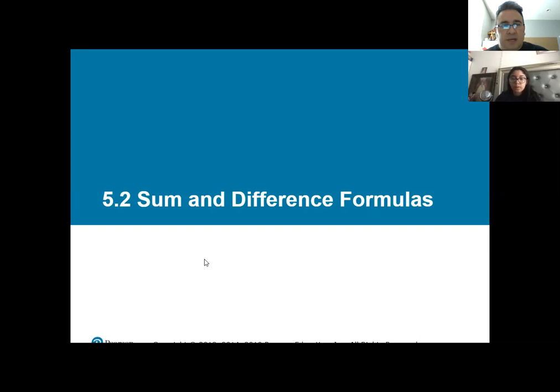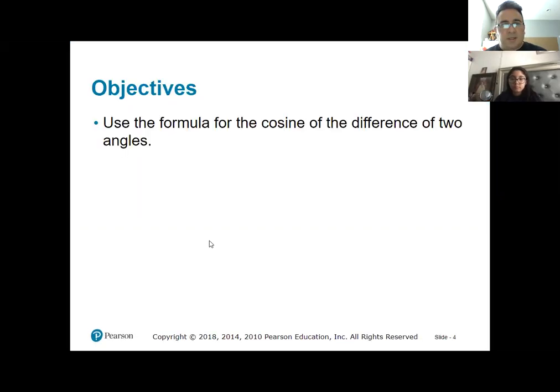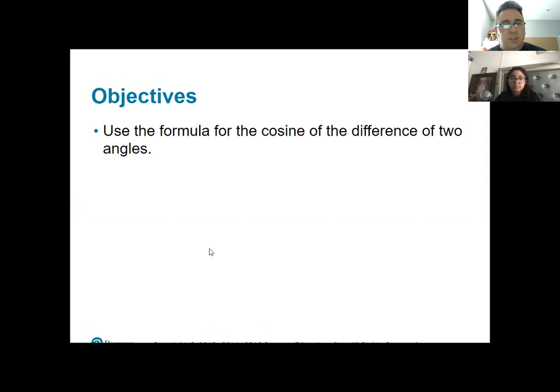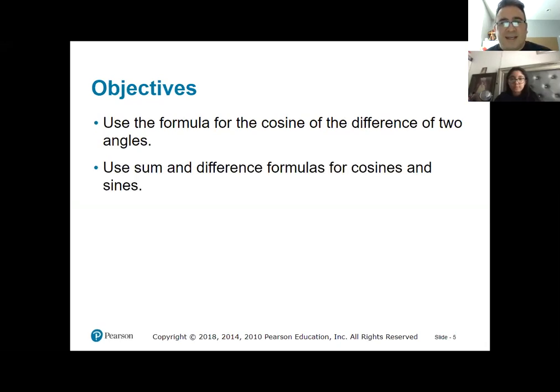All right. So these are our objectives for this lesson. We are going to use the formula for cosine of the difference of two angles, use the sum and difference formulas for cosine and sines, and use the sum and difference formulas for tangent.